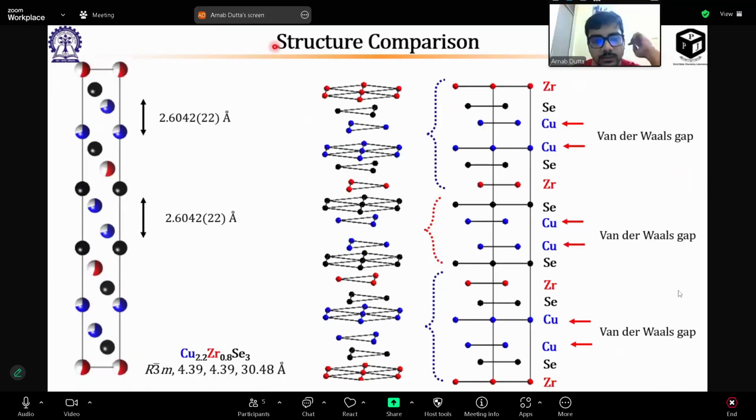This is the structure explanation. Amazing, the way the layers are present. This material has not been made before either. Yeah, the first time it has been synthesized. It's neither a known material nor a known structure, actually.